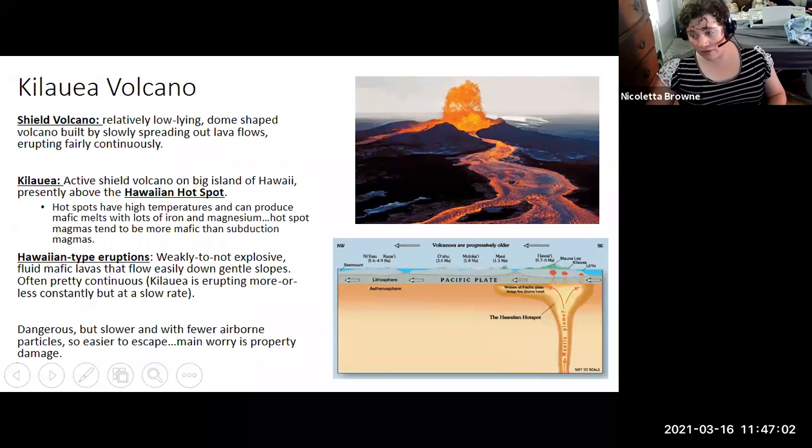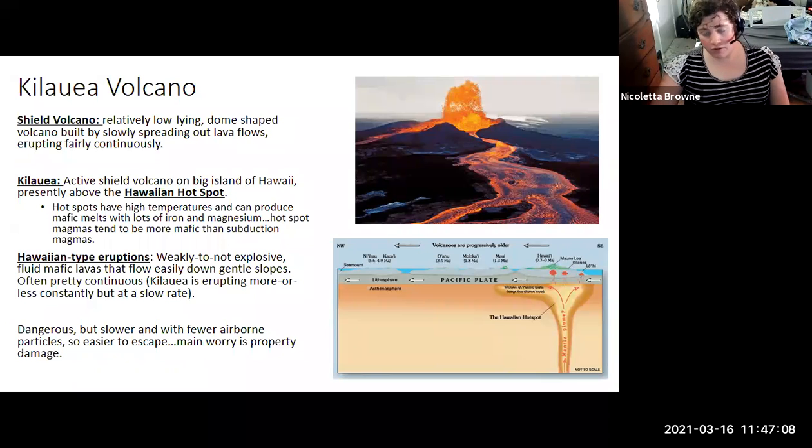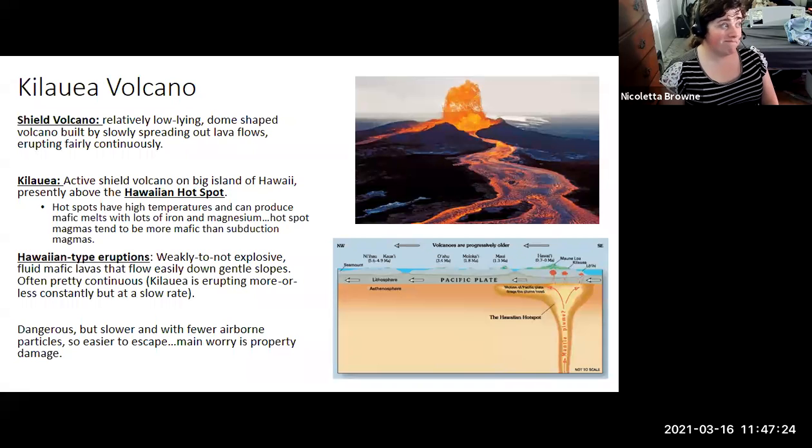Kilauea is erupting almost continuously, but it's not as dangerous as Mount St. Helens, relatively speaking, because it produces not very much in the way of airborne explosive particles, and the lava flows fairly slowly and gently down the slope. You don't want to touch it, obviously, but it's easier to get away from. There's just the issue of potential property destruction from the lava flows destroying your house or farm, which is definitely not good, but there's less potential for loss of human life.